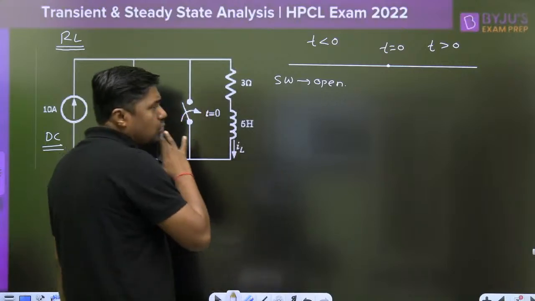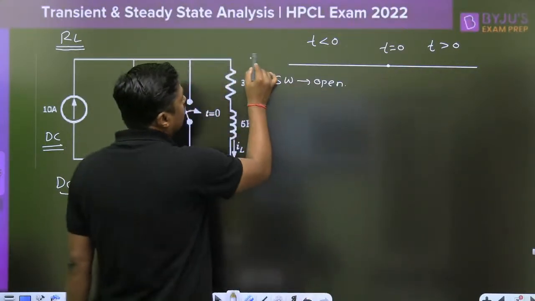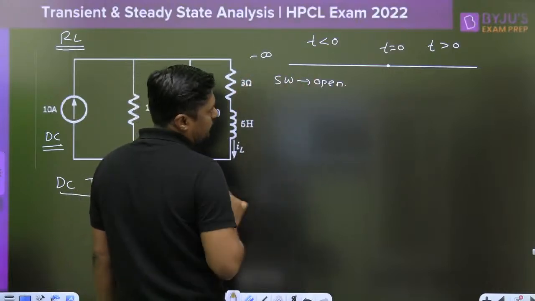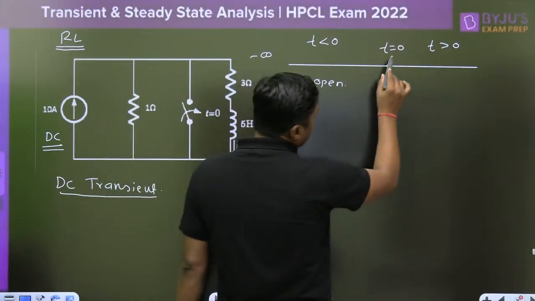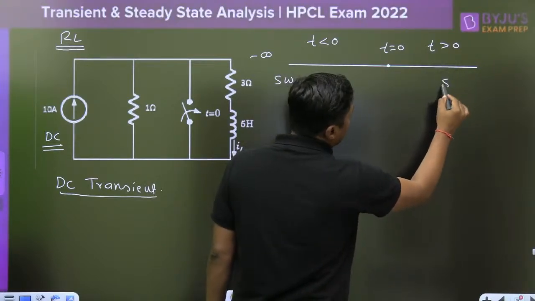Now it is open for long time. Long time means up to from what? Minus infinite we can assume. For long time the switch is open. And exactly at t equal to 0 we are closing the switch. Means for t greater than 0 switch is closed.